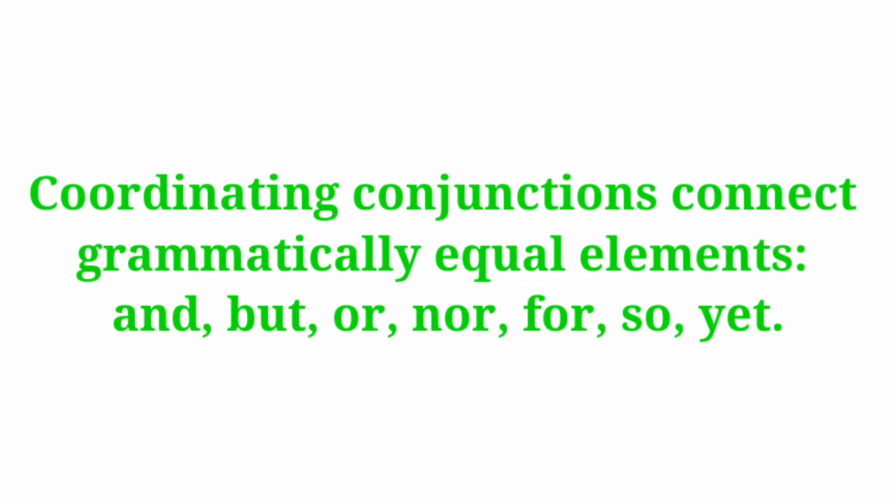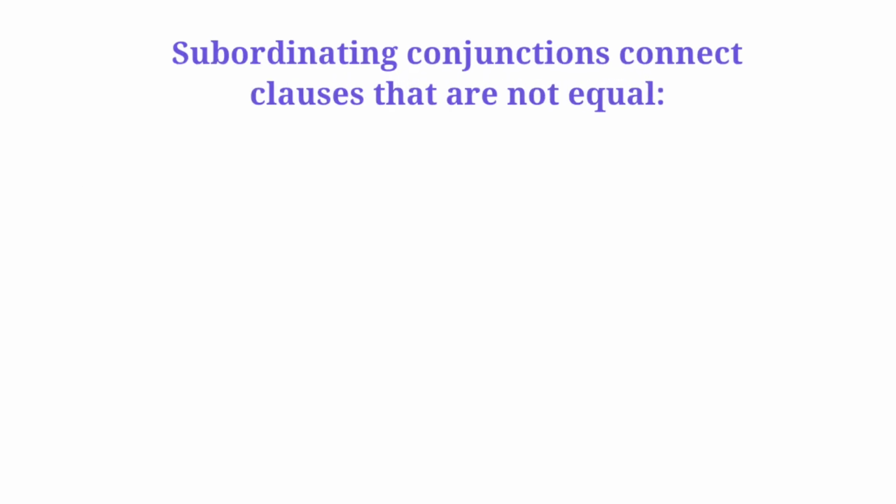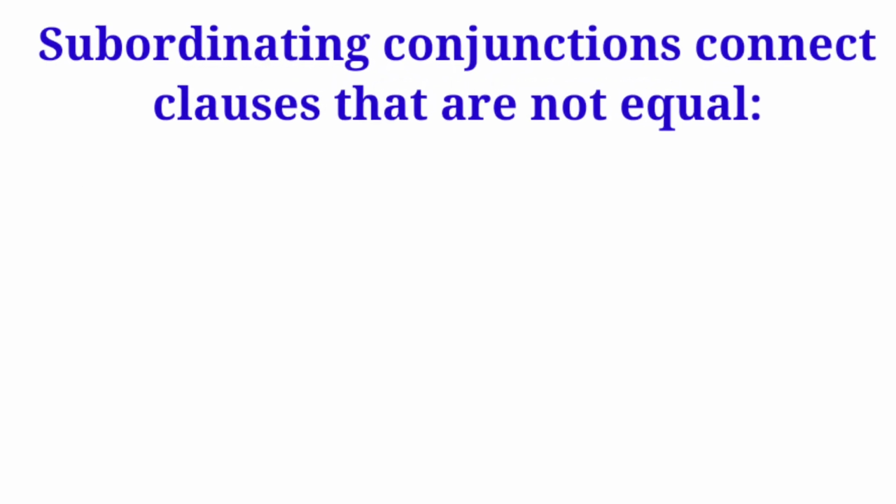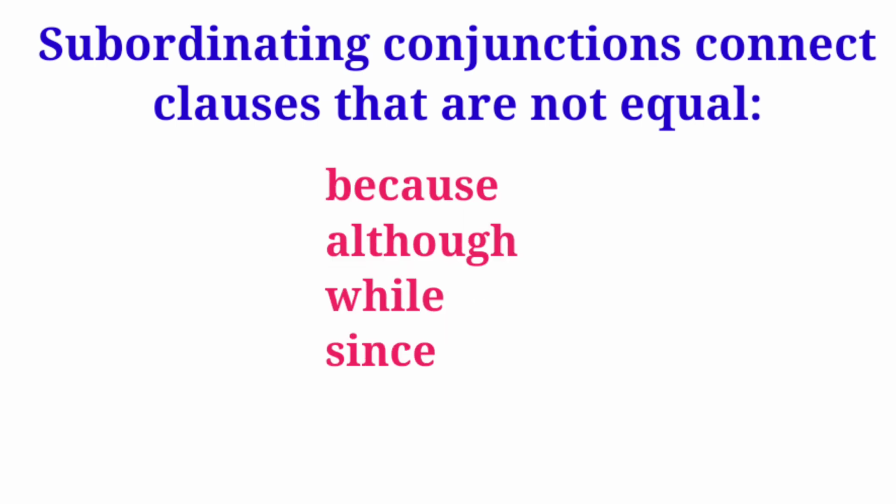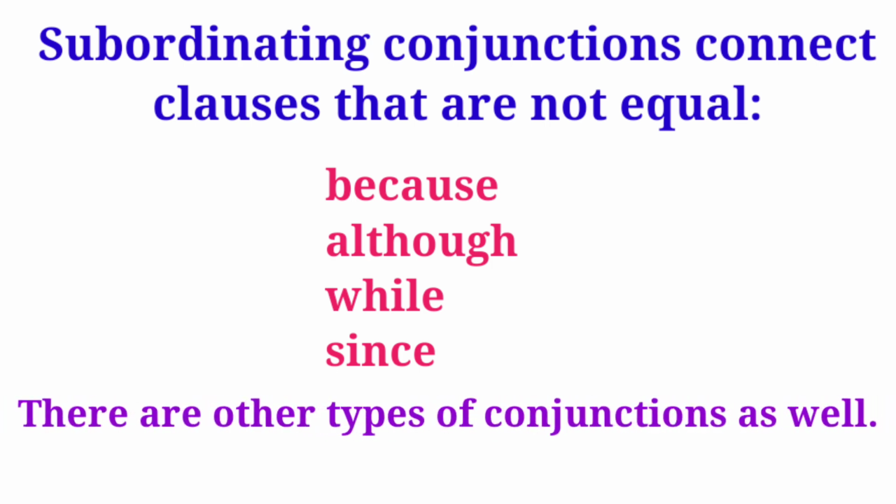Coordinating conjunctions connect grammatically equal elements: and, but, or, nor, for, so, yet. Subordinating conjunctions connect clauses that are not equal: because, although, while, since, etc. There are other types of conjunctions as well. Let's see the examples for conjunctions.